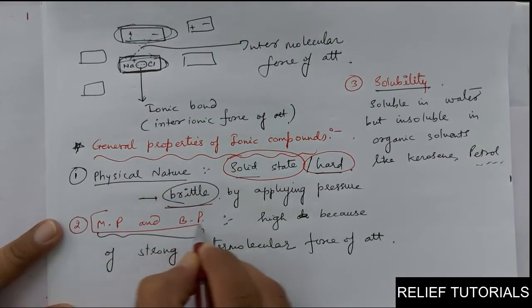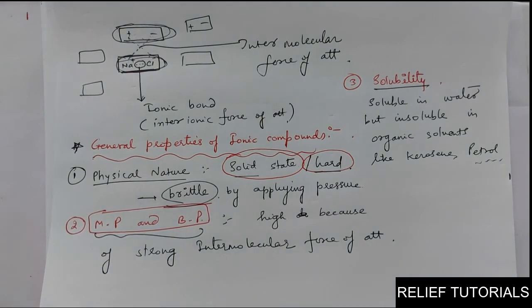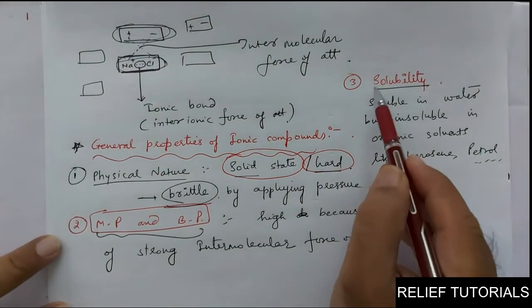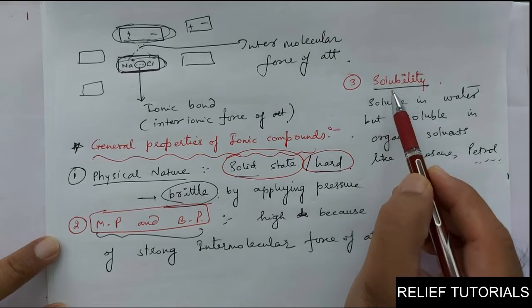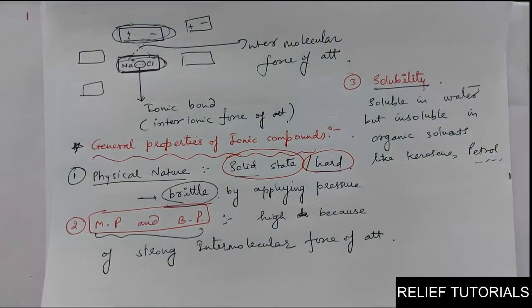Second is their melting point and boiling point. Melting point and boiling points are very high. Melting point and boiling point of ionic compounds are very high because of their strong force of attraction. Then third is their solubility. Mostly they are soluble in water, but they are not soluble in organic solvents like kerosene, petrol, etc.